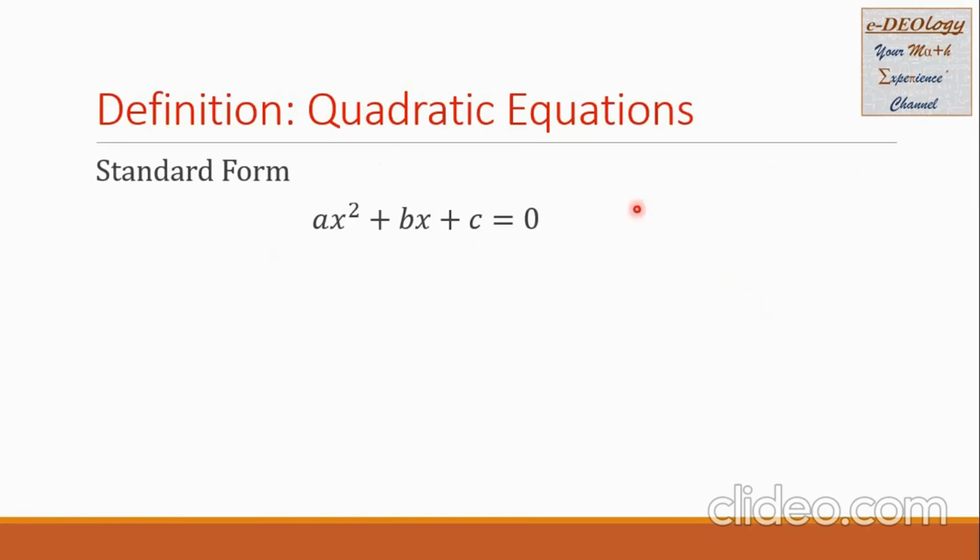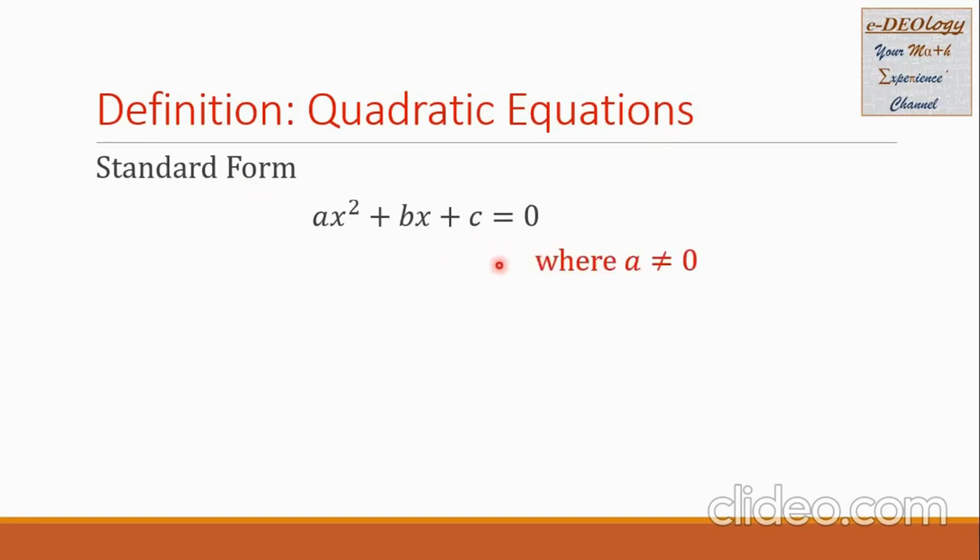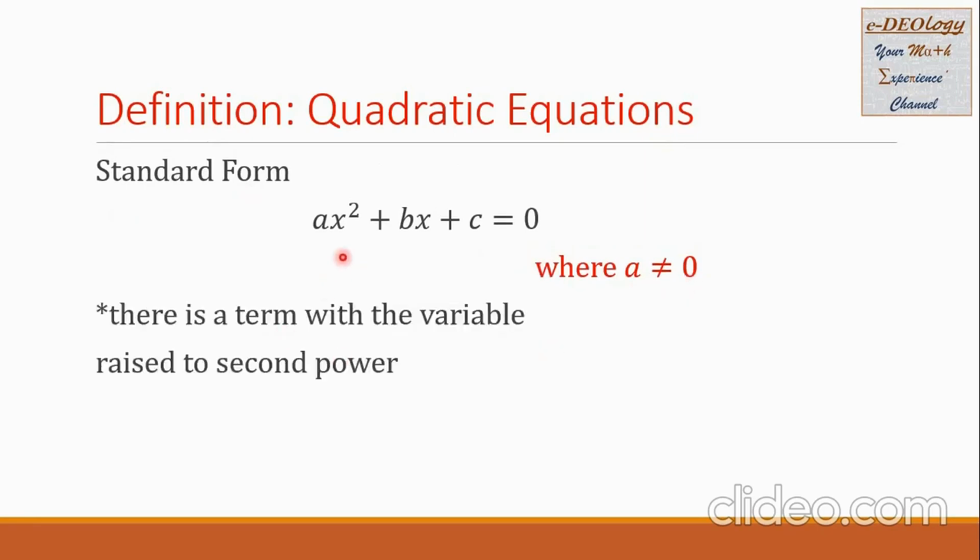First, let us define quadratic equations. Quadratic equations are of this standard form: ax squared plus bx plus c equals 0. But a should not be equal to 0. It means in a quadratic equation, there is a term with a variable raised to second power.